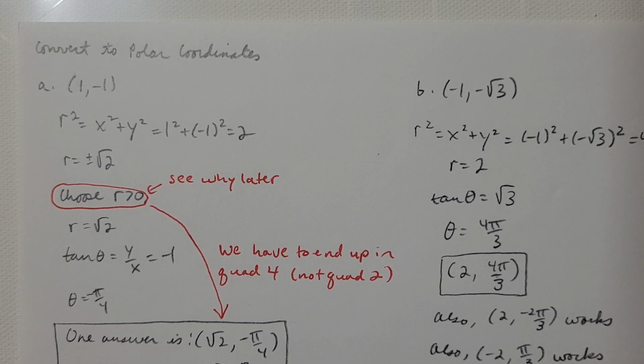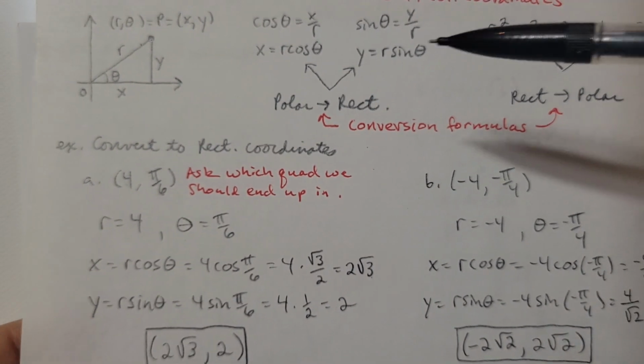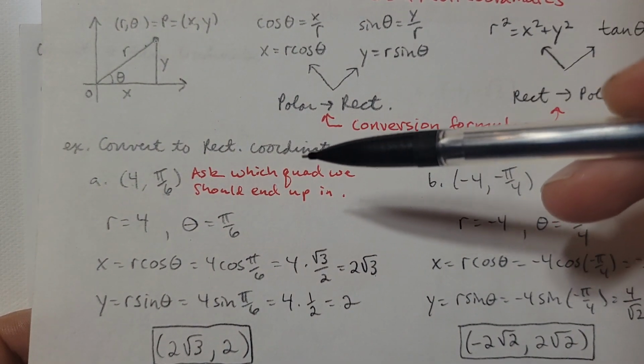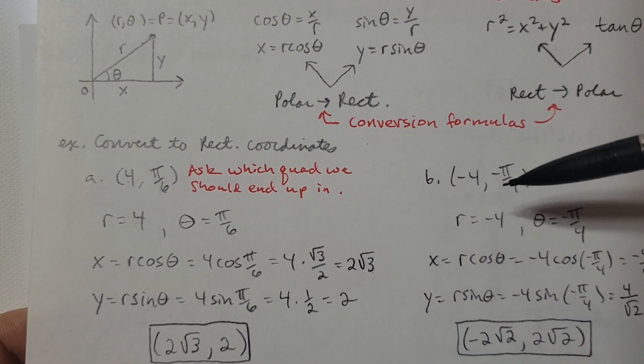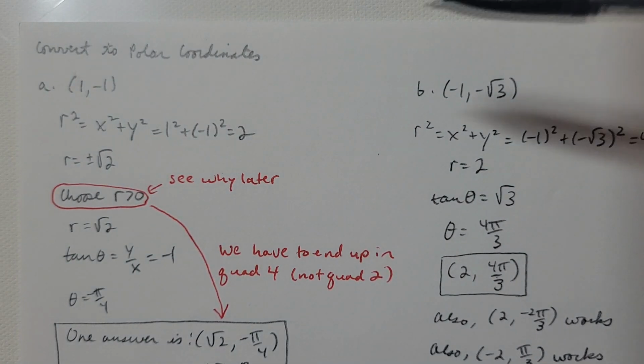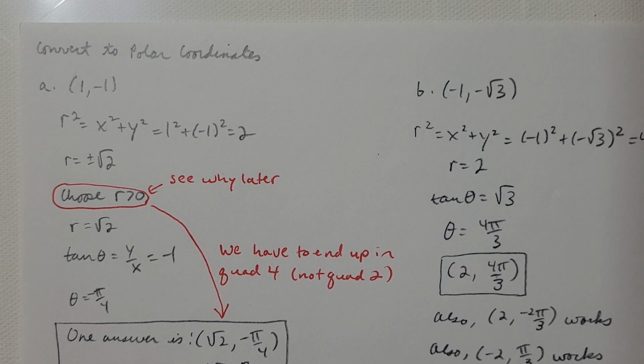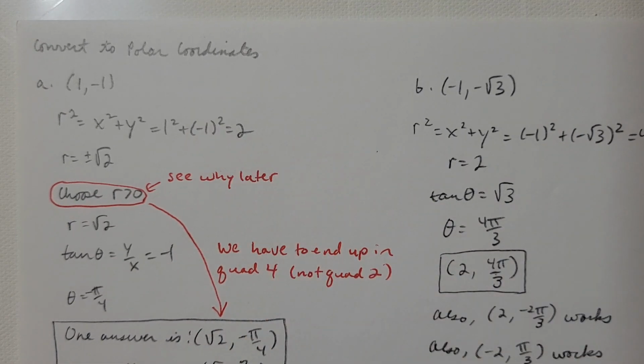Okay, we'll get back to section 10.3 here. We're talking about polar coordinates. So far we looked at converting a point that was in polar coordinates to rectangular coordinates. That's where I ended the last video. Let's look at two examples here, part A and part B, of a point that's in rectangular coordinates, and we want to convert that to polar coordinate form.